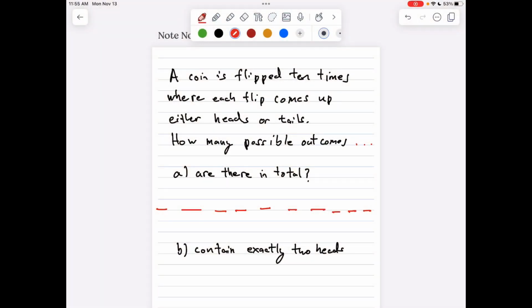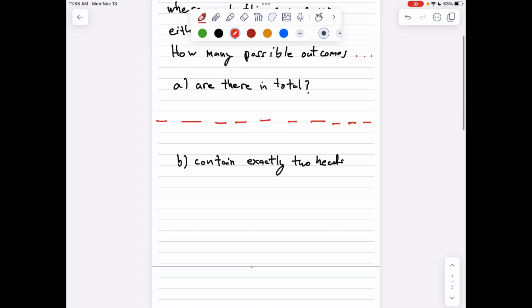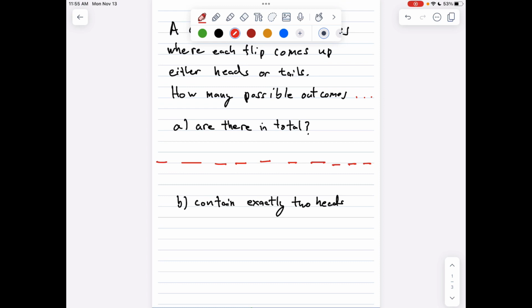Hello everyone. So today we're looking at a discrete math problem. A coin is flipped 10 times, where each flip comes up either heads or tails. How many possible outcomes are there? We have four situations here. Let's start with the first one, which asks how many total outcomes there would be if you flipped that coin 10 times?